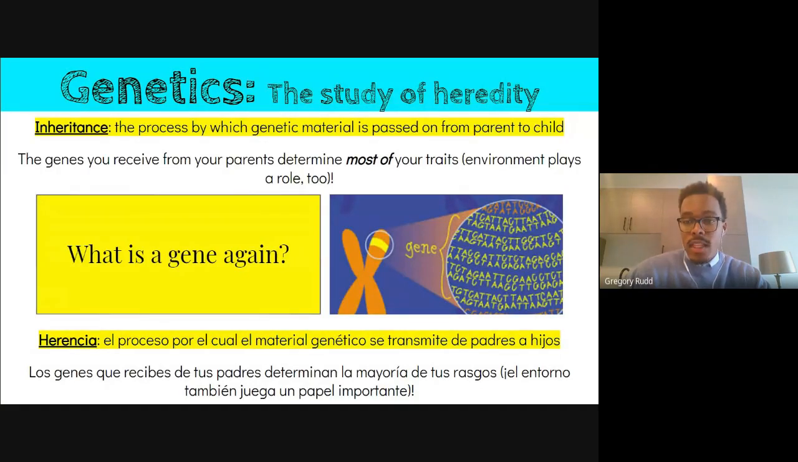Now, does anybody remember what the definition of a gene would be? What's the definition of a gene?